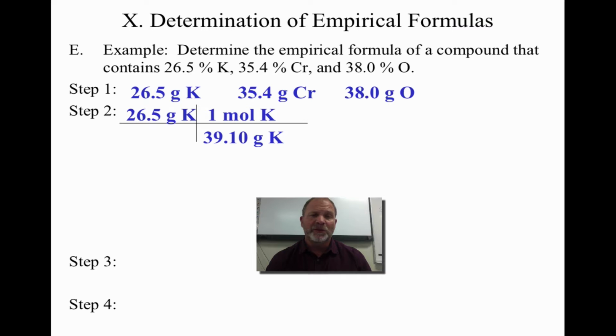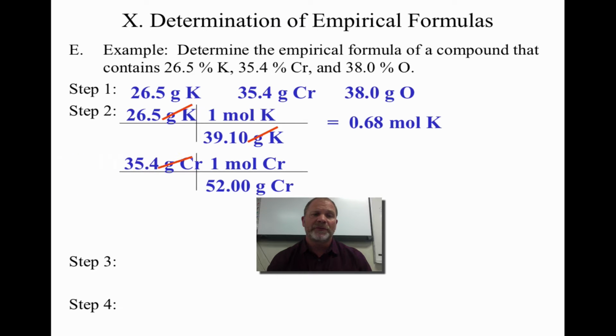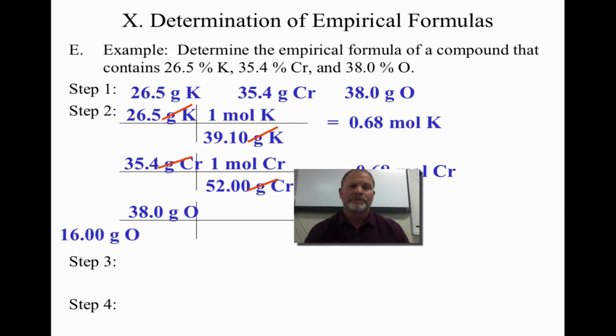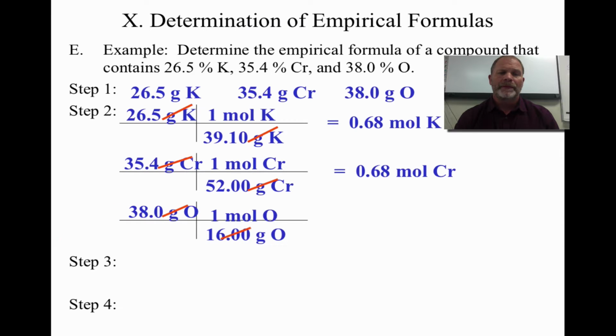When we do this, we know that 1 mole of potassium equals 39.10 grams. We get that from the periodic table. I put moles over grams for one reason, so my grams cancel out and I end up in moles. I'm going to do that for my chromium, and I'm also going to do that for my oxygen. In this process, I get the moles of each one of them.